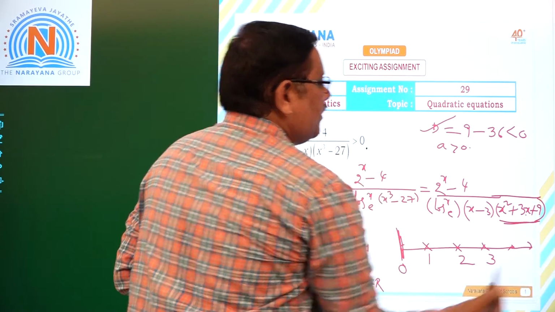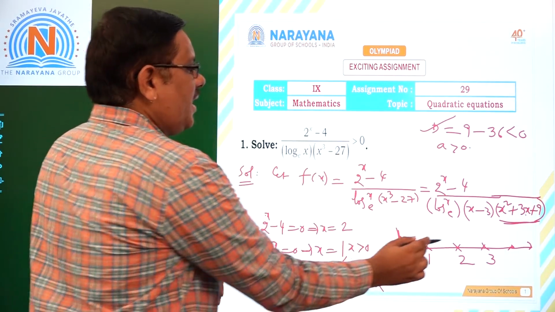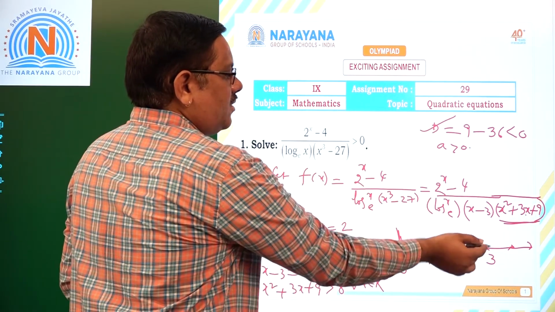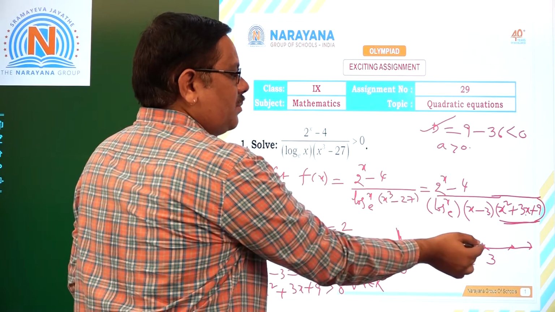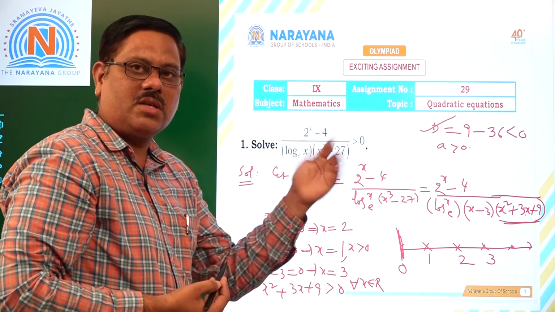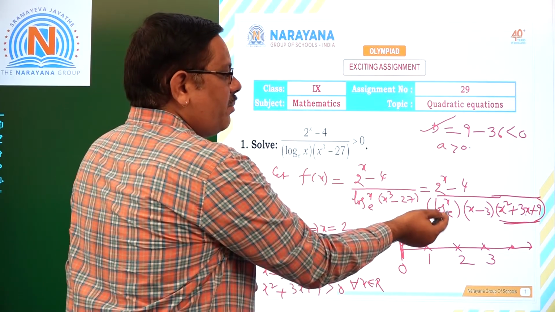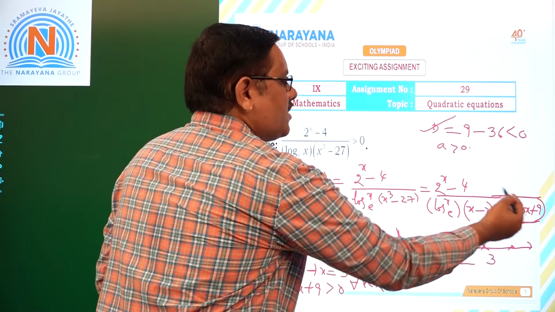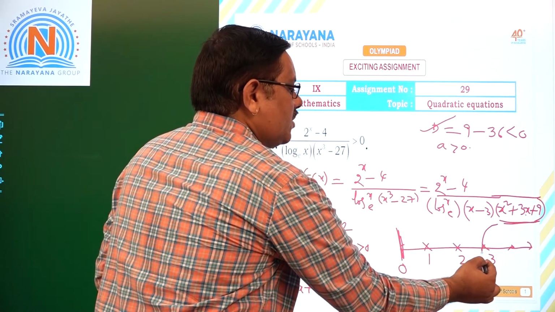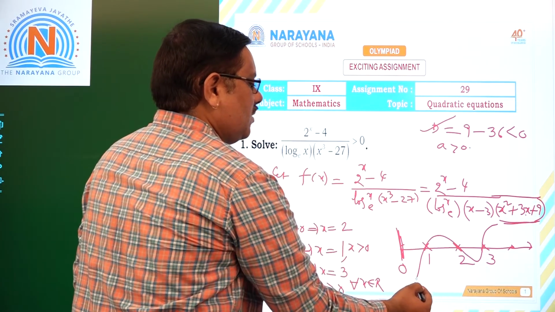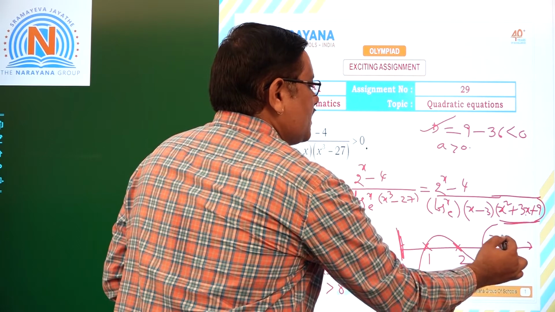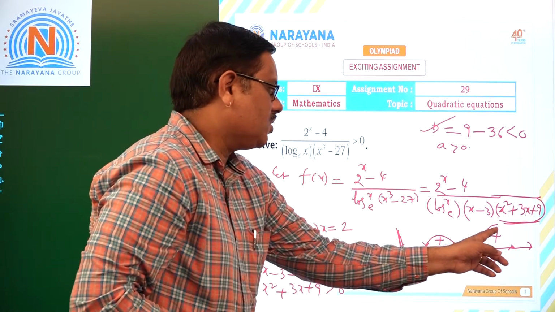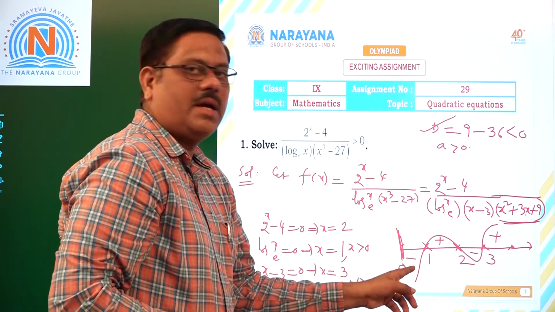So this can be extended indefinitely. Now if you take any value more than 3, let us suppose 4, 2 power 4 is 16, 16 minus 4 is positive. Log 4 to the base e is some positive value, x minus 3, that is 4 minus 3, positive. So this expression is always positive, so here the curve is positive. This is how the curve moves. So this is plus, this is minus, this is plus, this is minus. So this region is positive region, this is negative region, positive region again, negative region.